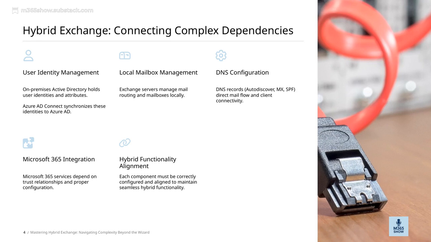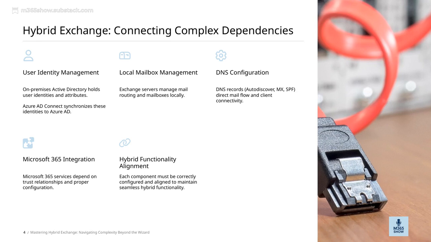Next, we have Microsoft 365 integration. This involves setting up DNS records like AutoDiscover, MX, and SPF. These records are vital because they direct mail flow and help clients connect seamlessly to our services. Think of DNS as the map that guides mail and user requests to the right places. Then there's the role of Exchange servers. They handle mail routing and manage mailboxes locally. This local management is crucial for performance and control, especially in a hybrid setup where some mailboxes are on-premises.